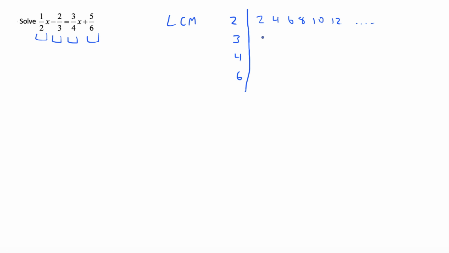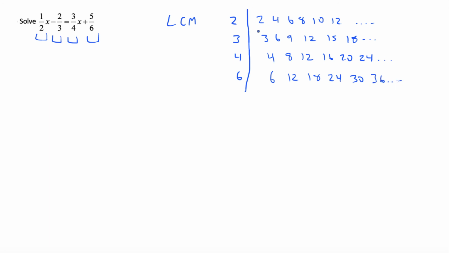So what are the multiples of 3? 3, 6, 9, 12, 15, 18. The multiples of 4 are 4, 8, 12, 16, 20, 24. I'm just writing the first couple for each one. And what are the multiples of 6? There's 6, 12, 18, 24, 30, 36, so on and so forth.